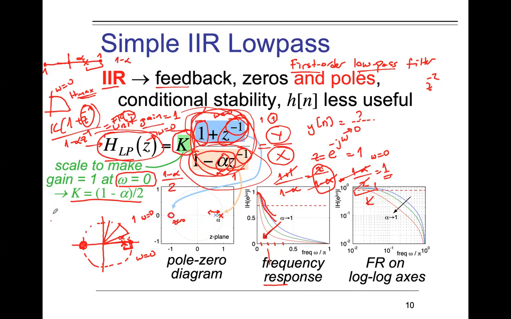What is my magnitude here for omega equals 0? Magnitude means 1 plus e to the power minus j0 divided by 1 minus alpha e to the power minus j0, times k. What is the value here? Two over 1 minus alpha. 2 over 1 minus alpha times 1 minus alpha over 2, right? This is my k. Yes. So what's the output? 1.